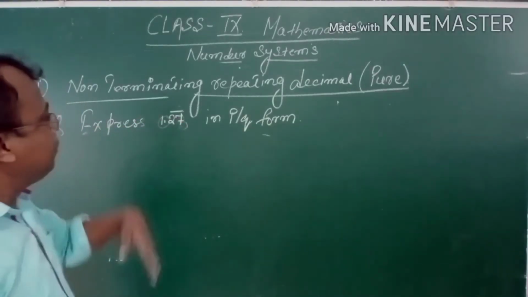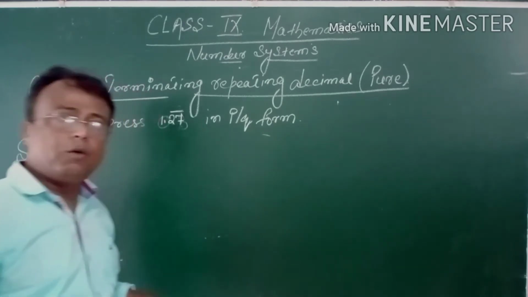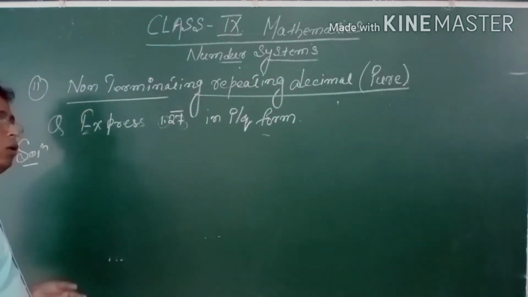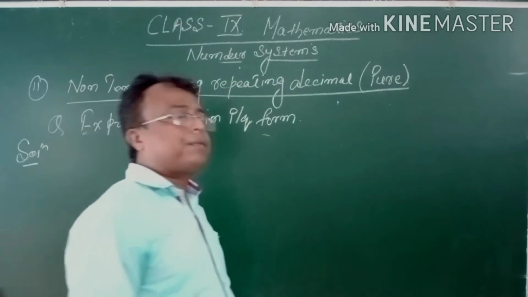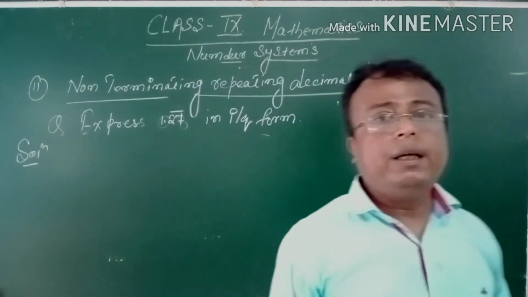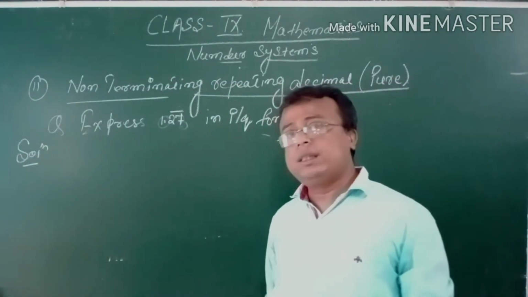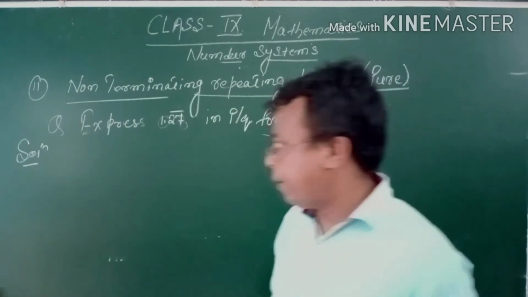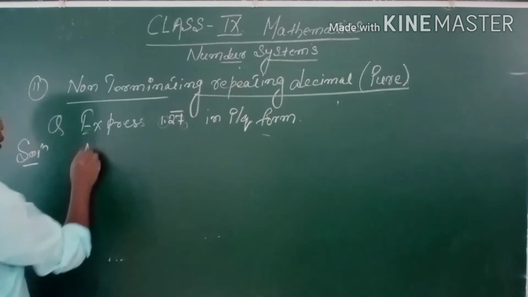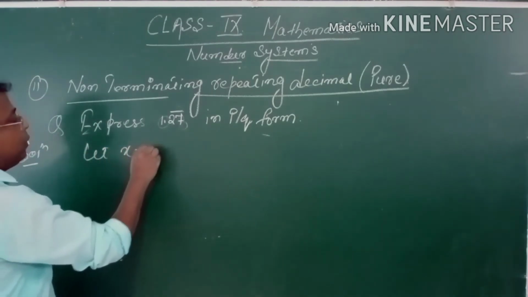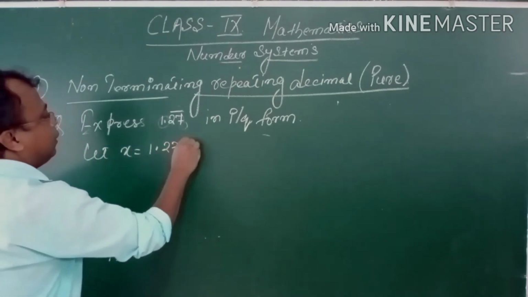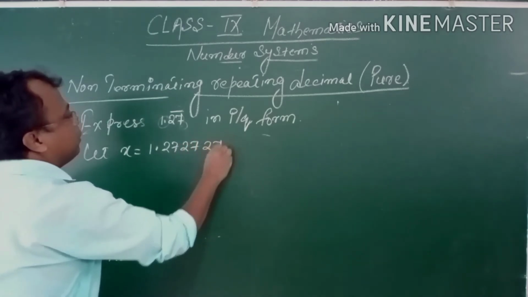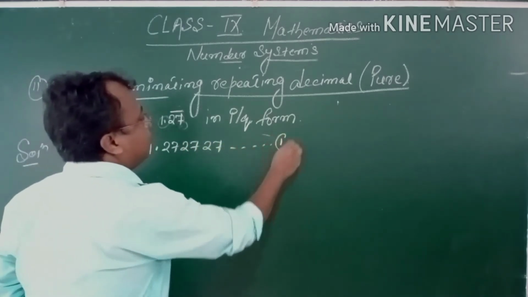Express 1.27 bar in p by q form. So here you see after the decimal, how many digits are repeating? Only 2 digits are repeating, means 27. 27 is repeating again and again. Okay. Now let x is equal to 1.27 bar, equation number 1 I have supposed.